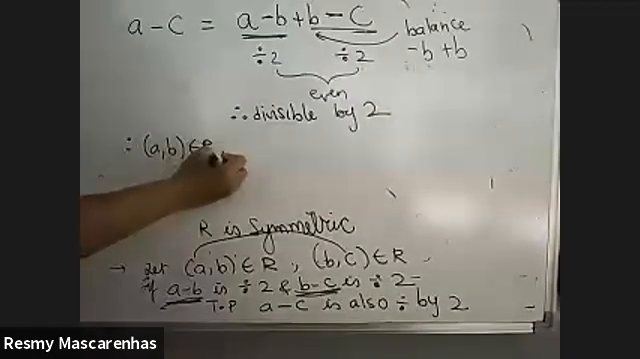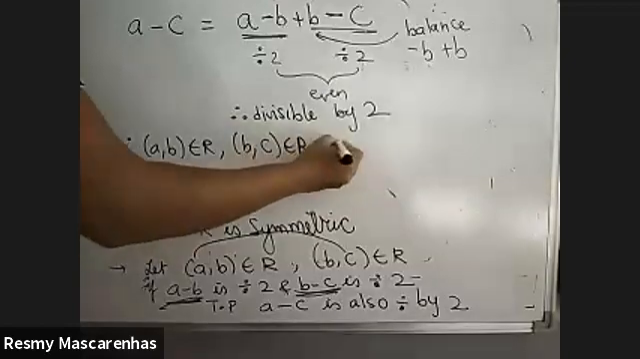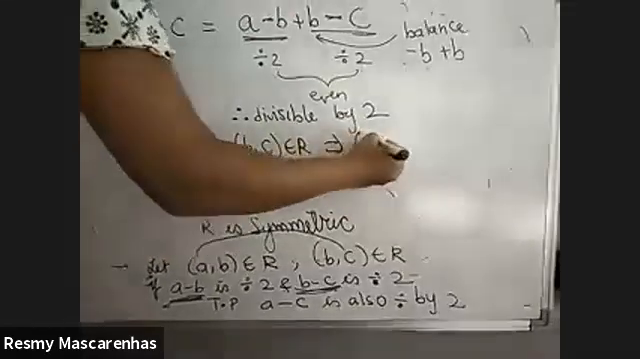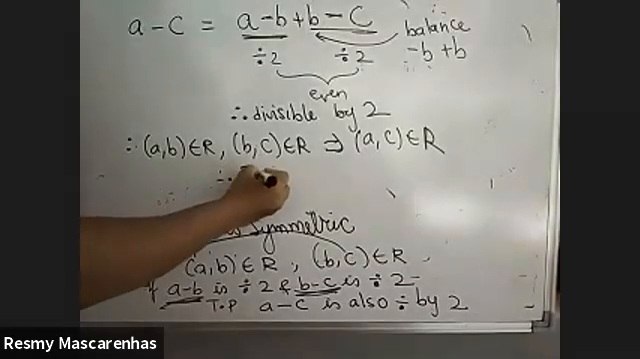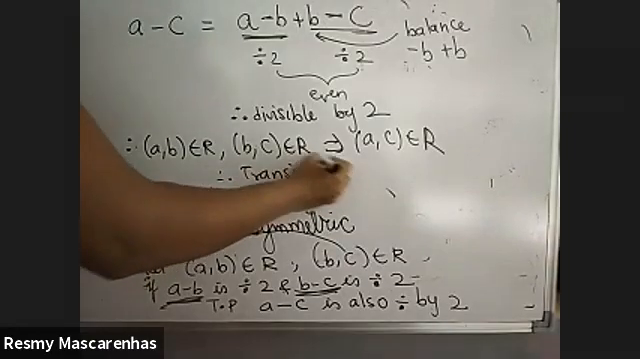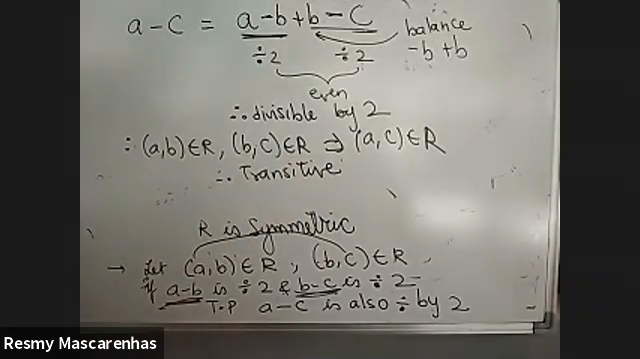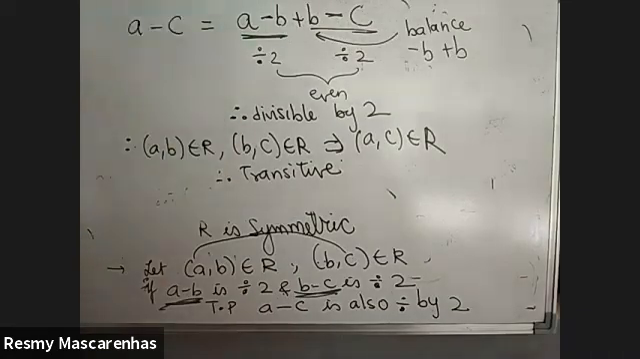Okay. Therefore, A comma B belongs to R, B comma C belongs to R, implies that A comma C is also belonging to R. Therefore, it is transitive. Anybody who has not understood or has some doubt can ask. Okay, since it is all three, you can write it as an equivalence relation.